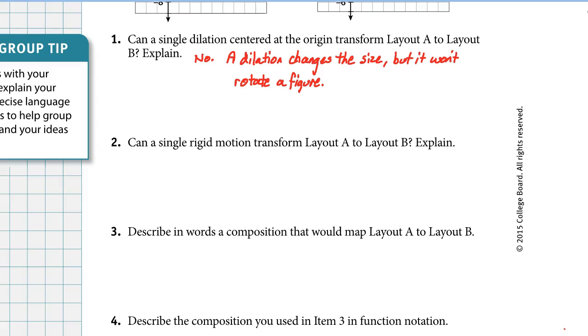Number two, can a single rigid motion transform layout A into layout B? When you answer this, remember that the rigid motions are translations, which are slides, rotations, and reflections, which are flips.